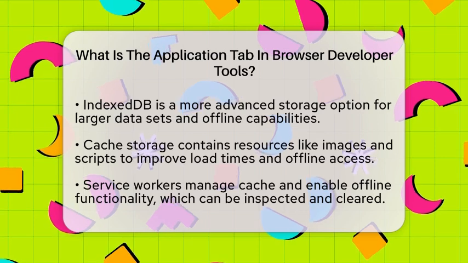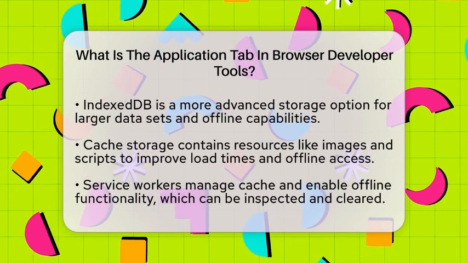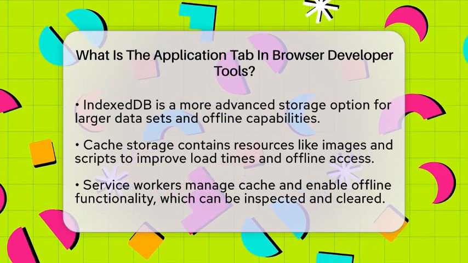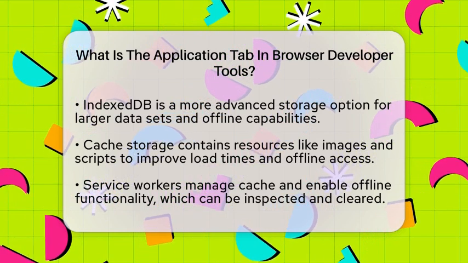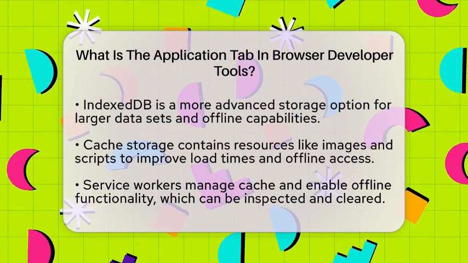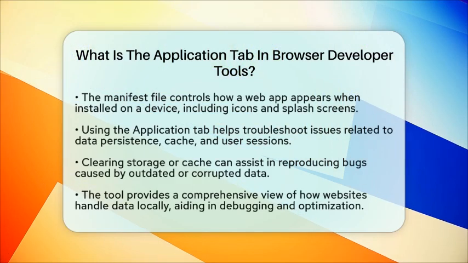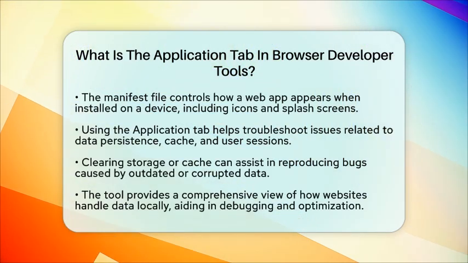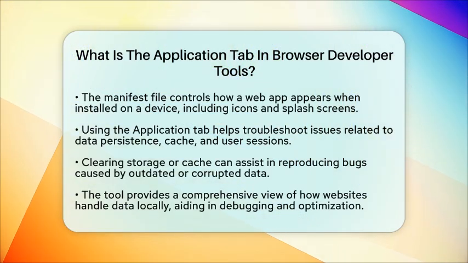Another feature is the manifest file, which tells the browser how to display your web app when installed on a device. It controls icons, splash screens, and how the app launches. Viewing this helps ensure your app looks and behaves as expected.